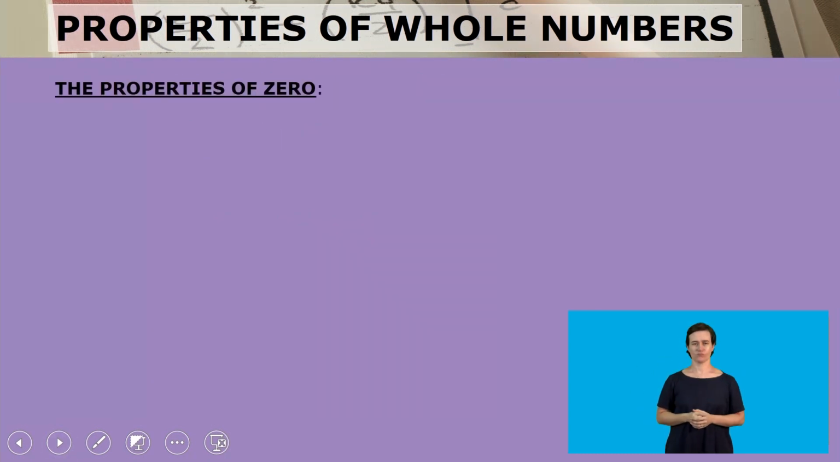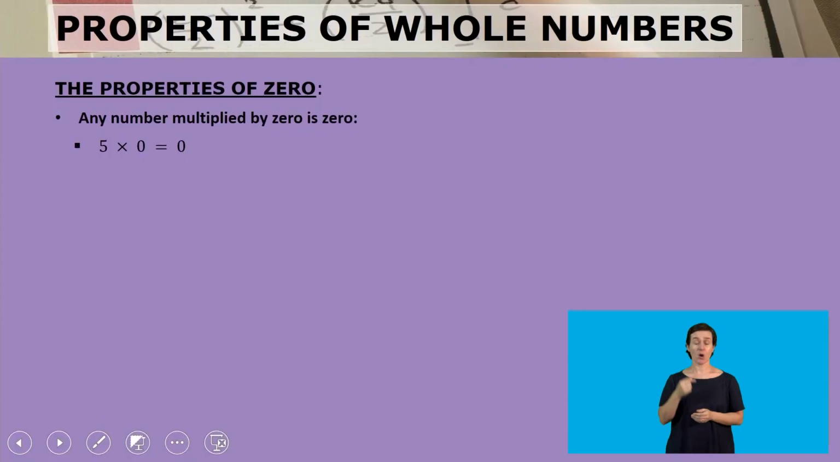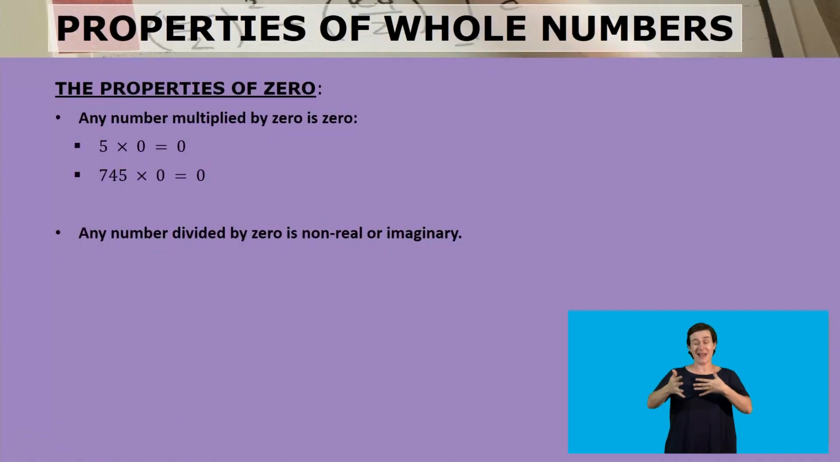So now we are going to move on to the properties of 0 and 1. Let's start with the properties of 0. So we know that any number multiplied by 0 is 0. For example, we have 5 multiplied by 0, that is 0. We have 745 multiplied by 0, that is 0. So it doesn't matter how big or how small the number is, if we are multiplying by 0, the answer will be a 0.